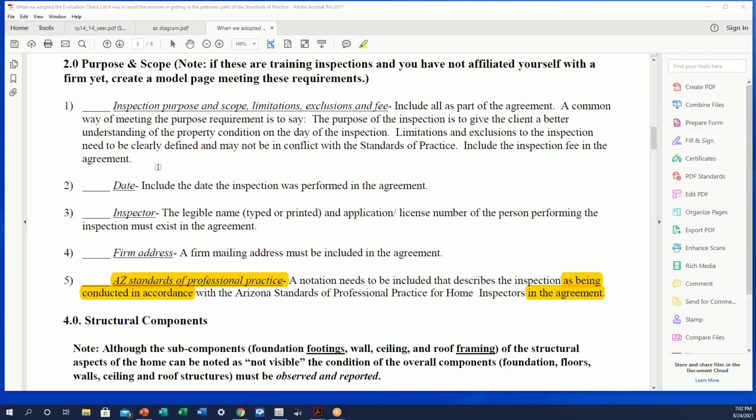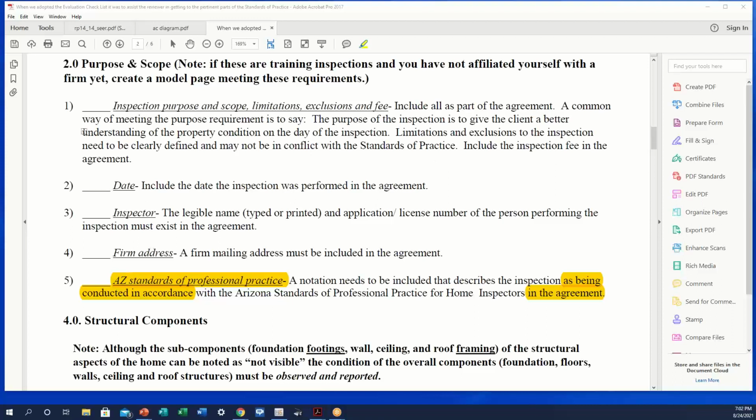So you have a contract, you send it to the person, it's part of ISN, or you give it to them, you send it to them. This better be on there. So the inspection purpose, the scope, limitations, exclusions, and the fee. What am I charging them and what am I not doing? That's got to be on your contract. What am I not doing? That's pretty important.